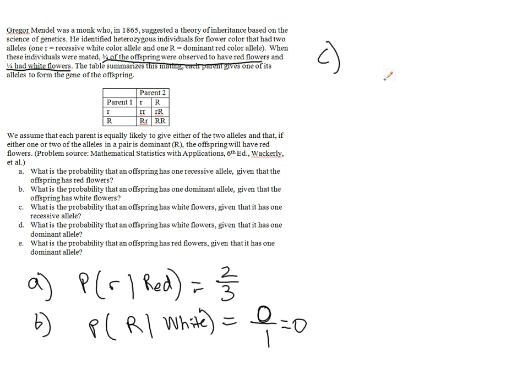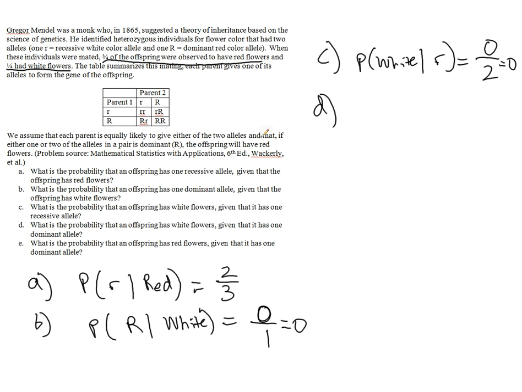In letter C, what is the probability that an offspring has white flowers given that it has one recessive allele? Well, one recessive allele is in 2 possibilities, 1, 2. Given that it has one recessive, the number of those 2 that have a white color are 0, because to have one recessive allele, that means you have one dominant allele, and if you have one dominant allele, that definitely makes sure that the outcome is red flowers. So there's a 0% chance of that.